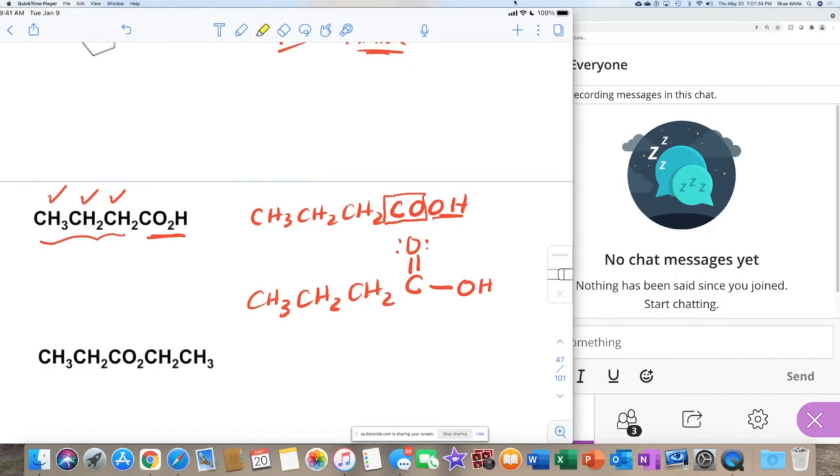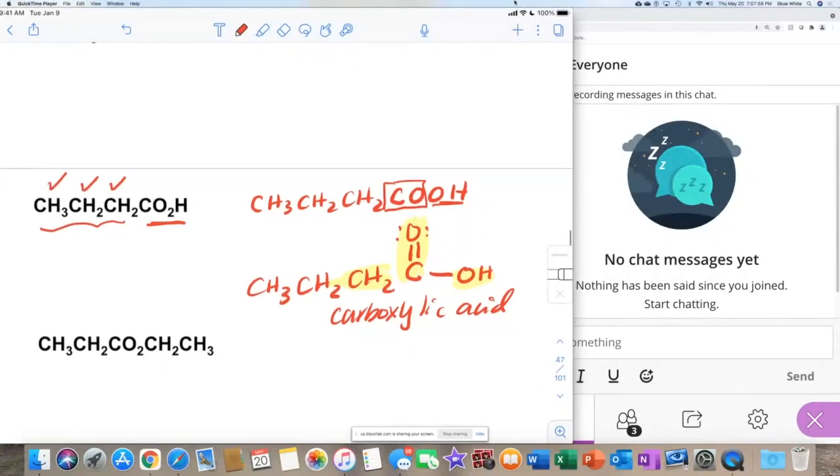So remember we said when you have a carbonyl in the middle, to one side you have it attached to a carbon, to the other side it's attached to an alcohol. This is called carboxylic acid. Okay? So the important thing here is to remember when you notice the carbonyl, what is it attached to? So this is a carboxylic acid.